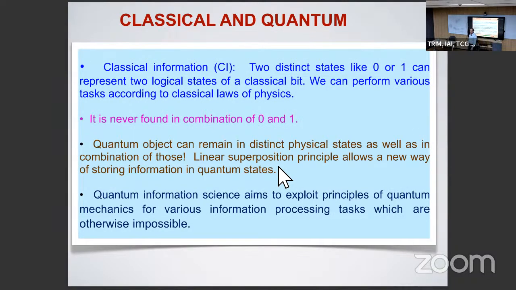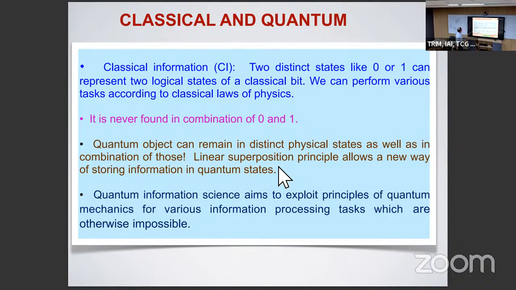Yes, all of you are familiar with classical information. Here I try to motivate how distant quantum information is from classical information, okay? In the classical world, we know that you can choose any two distinct states. In classical information processing, we can choose two distinct states like 0 or 1, and they can represent the two logical states of a classical bit. And then you can do various tasks according to classical laws of physics. You never find these logical states 0, 1 in a combination of 0 and 1.